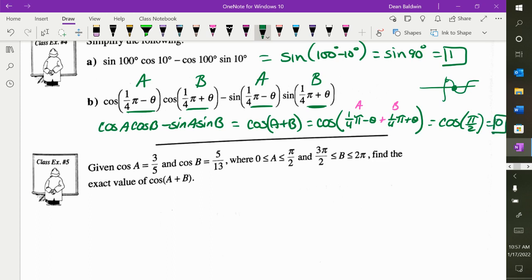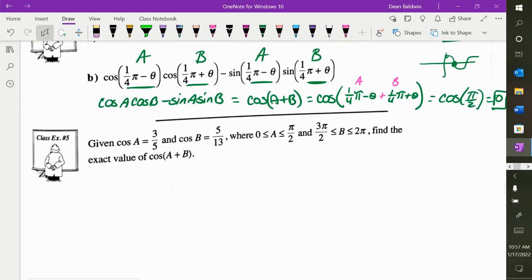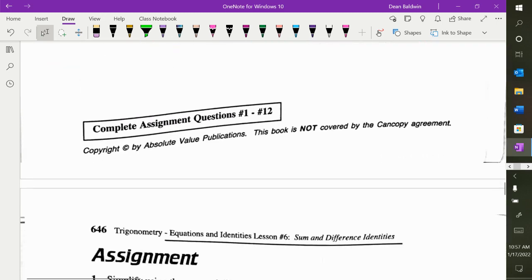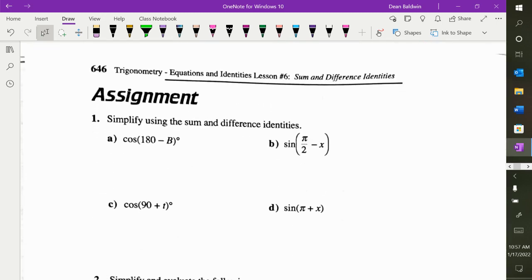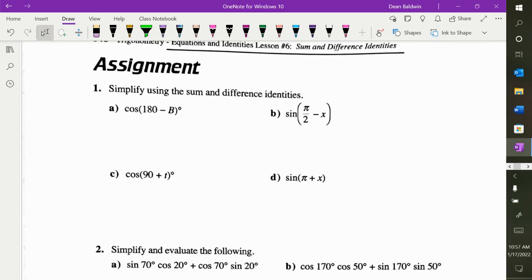Any questions about that? All right. So go to the assignments. We're going to do a couple practice questions from the assignments. So let's look at the first one here.